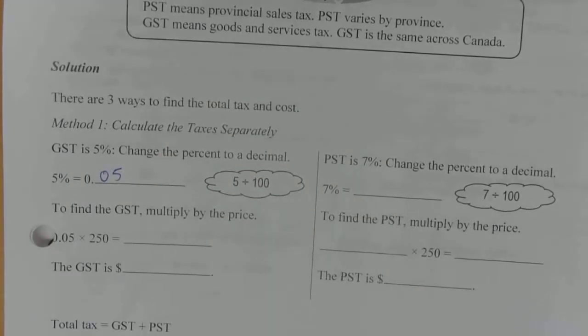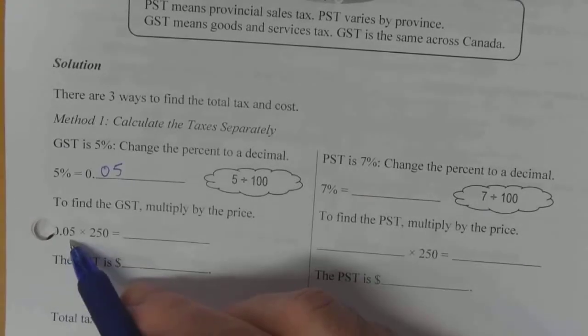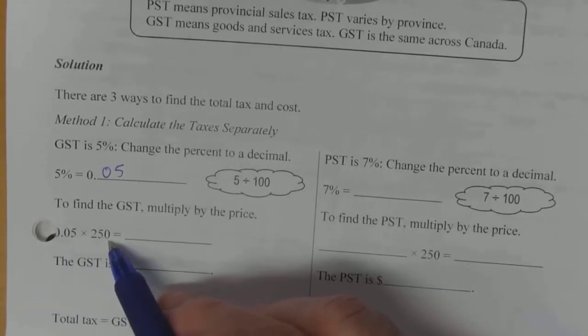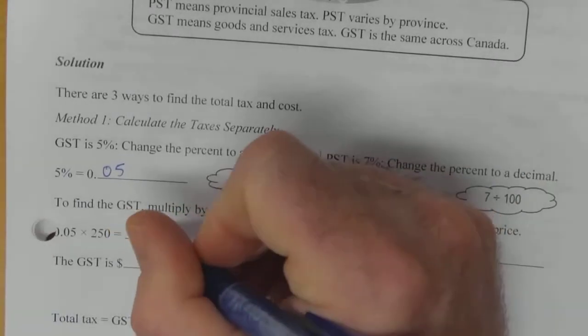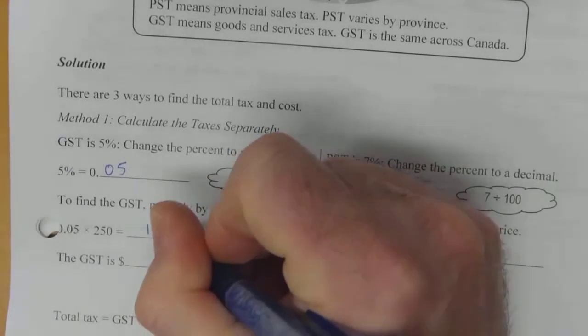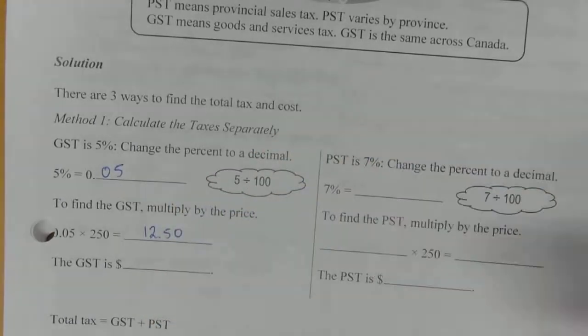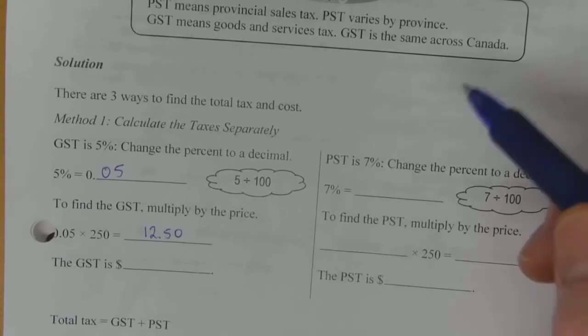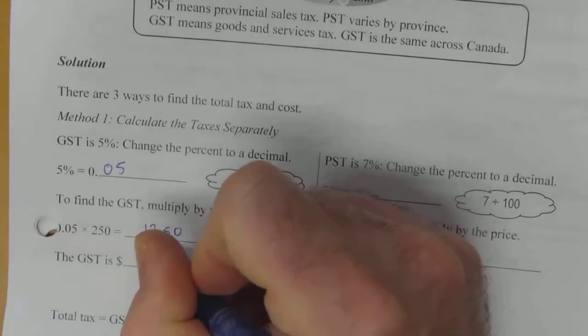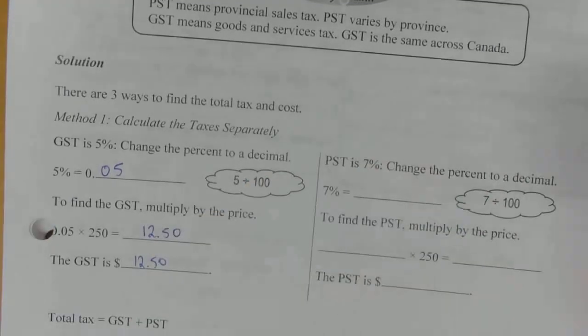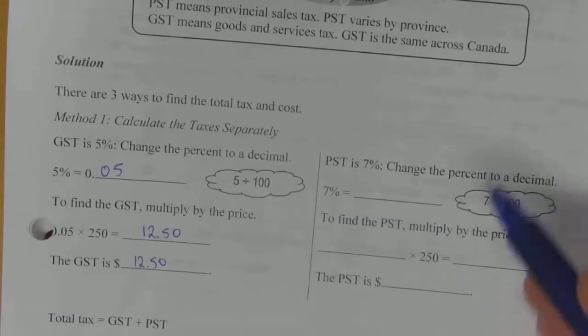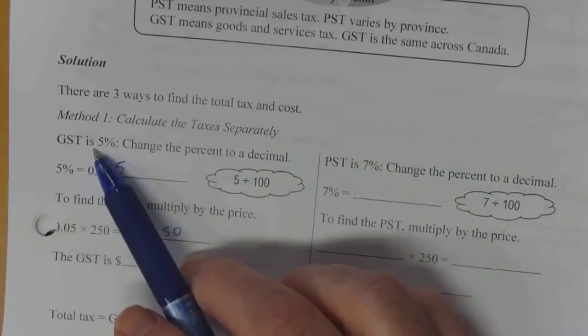To find the GST, you multiply the price by that decimal. So 0.05 times 250. So that's going to give you GST of $12.50. So the GST is $12.50. Now, that's one of the taxes listed.